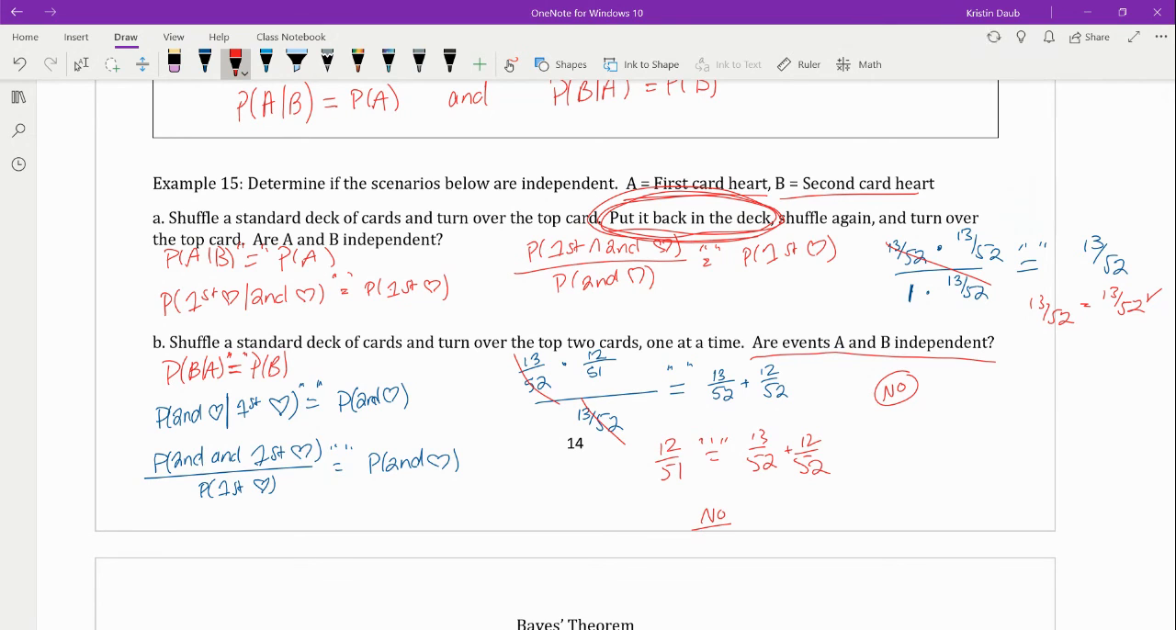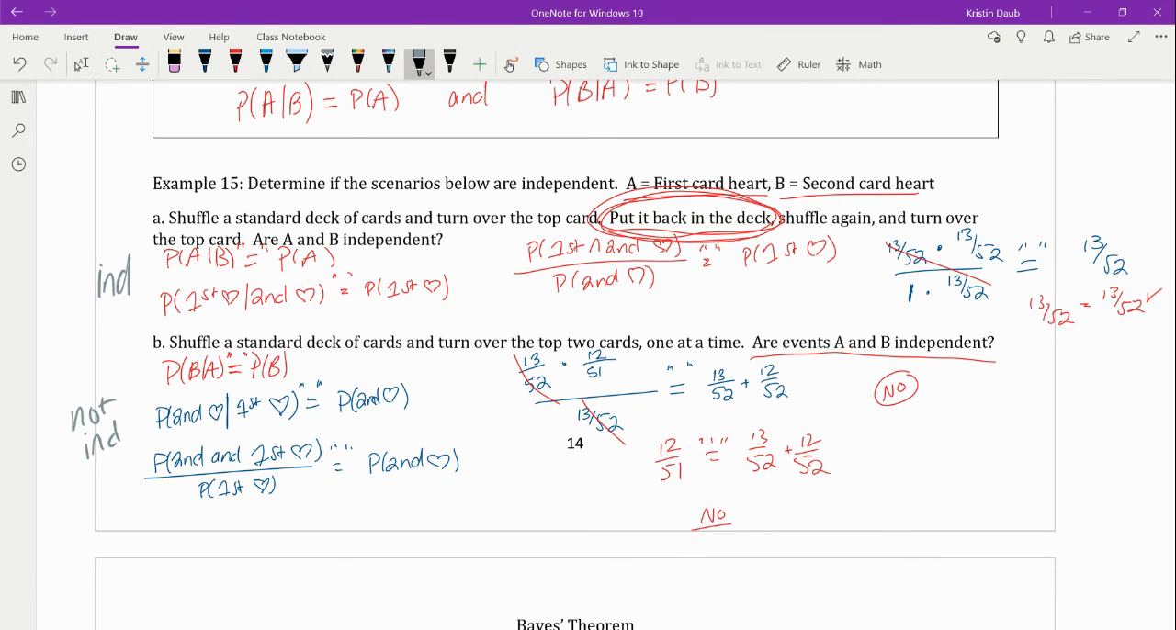I will tell you that if you flopped those two things around, the probability of B given A is also equal to the probability of B. Let's not do that today, although you're welcome to check it if you want. We should get that the first one is independent and the second one is not independent. I could have told you this right from the beginning.